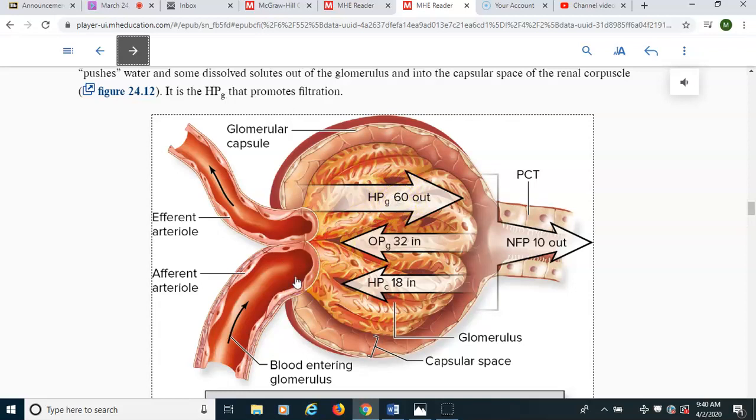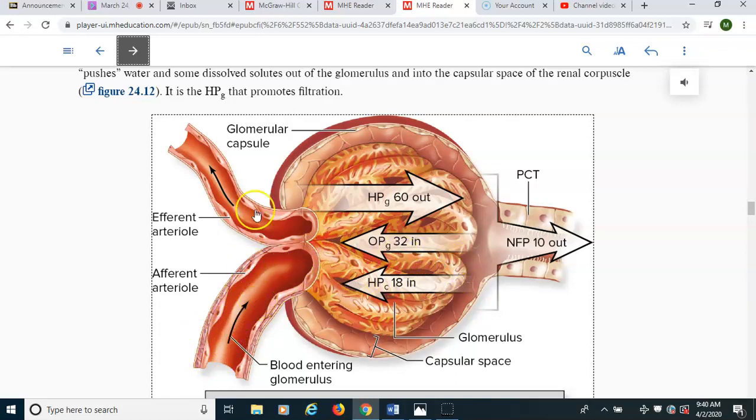And then I think this is an objective later, but I'll go ahead and explain how it stays at 60, or at least one of the things that contributes to the pressure in the glomerular capillaries staying at 60 millimeters of mercury. If you look at the afferent arteriole, you'll notice that it's more dilated compared to the efferent arteriole, which is more narrow here.